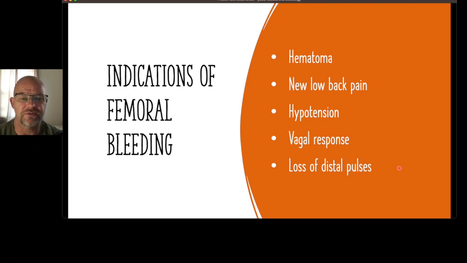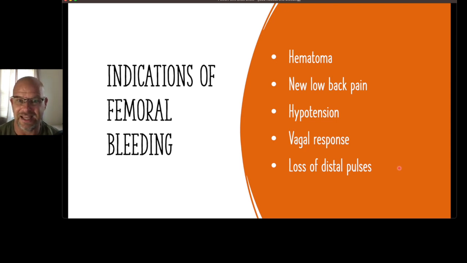So indications of femoral bleeding, obviously one, hematoma. I've seen some very large hematomas where it takes up that whole half of the patient's body in that area. A new low back pain. And that can be hard because a lot of your heart cath patients, especially ones who've been through CABG and multiple heart caths, have back pain all the time. So is this a new type of back pain? When you have back pain at home, is this similar to what you feel there?